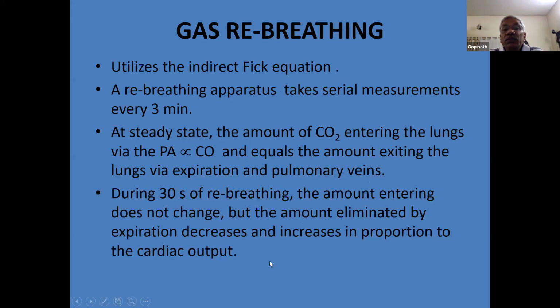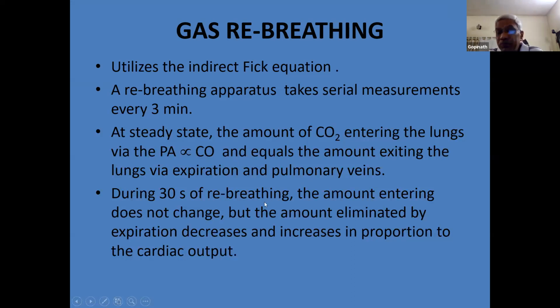The other, of course, is using an indirect Fick equation. You can do a NICO or the gas rebreathing. So a rebreathing apparatus is introduced into the breathing system, and this takes serial measurements every 3 minutes. At any point, at steady state, the eliminated carbon dioxide, the amount of CO2 entering the lungs with the rebreathing technique via the pulmonary artery, equals the cardiac output.